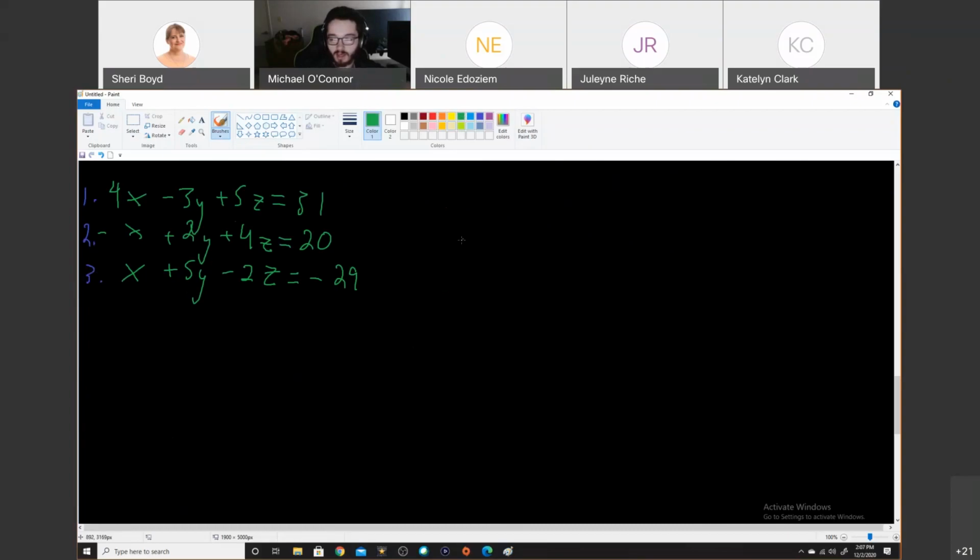So I have negative x plus 2y plus 4z is equal to 20, and then x plus 5y minus 2z is equal to negative 29. You can see right away this negative x and this positive x, we can just add them together and those will cancel out. Negative x plus x is 0x, so that cancels out, and then we get 7y plus 2z is equal to negative 9. This will be my first equation that I use for the 2x2 system.